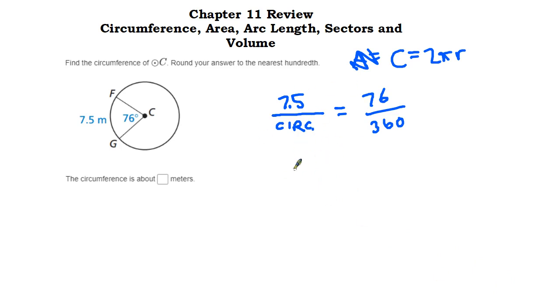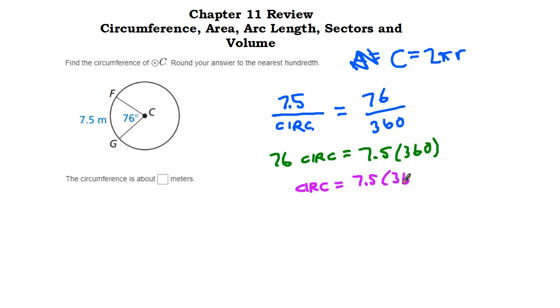So we cross multiply and we get 76 circ equals 7.5 times 360. And this is a process that I want you guys to go through over and over again. The more you go through this, the more comfortable you'll be with it. One really good thing is to go back through these videos, hit pause, try to do it on your own, and then see if you agree with me. Okay, so this gives me 7.5 times 360 over 76, and if you guys could do this much, I would be so happy.